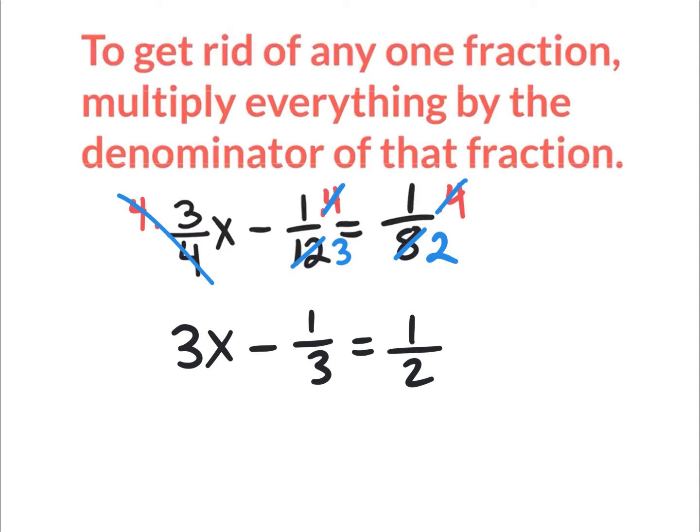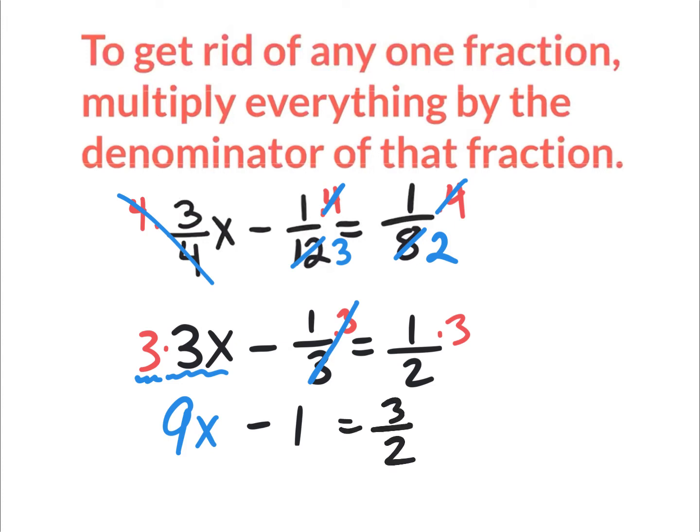Which one would you like to get rid of? The 1/3 or the 1/2? It doesn't matter. We're going to get rid of both. 1/3. Okay, so multiplying by 3, that'll get rid of the 1/3, but you got to multiply everything by 3. This by 3, and even this fraction by 3. So the first term, 3 times 3x, that'll give us a 9x. Over here, these 3's canceled out. You end up with a nice, beautiful -1 left over. And over here, 3 and 2 don't cancel, so I actually have to multiply. 3 times 1 is 3. And it is still over 2.